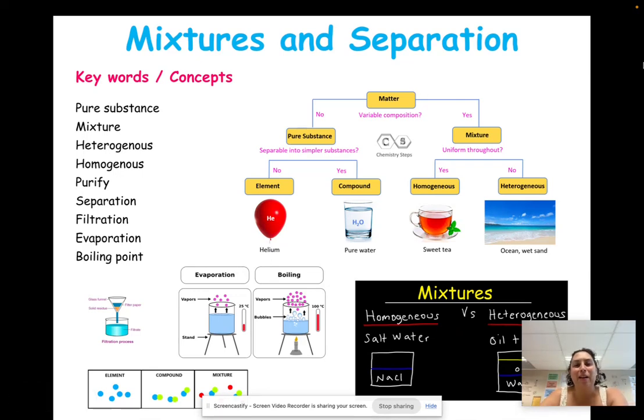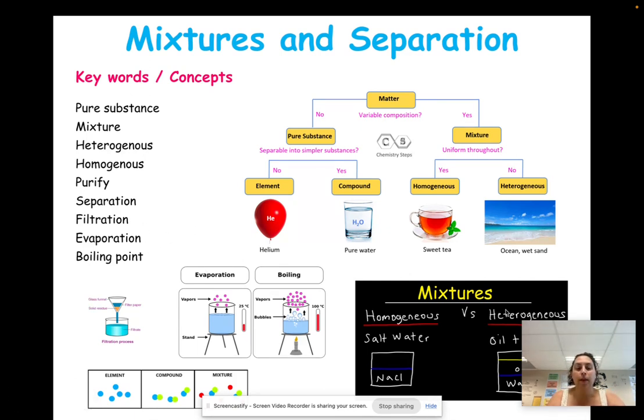Hello, so today we're going to look at mixtures and separation techniques. We're going to focus just on a couple of techniques, specifically filtration and evaporation. There's a couple of new words that you're going to want to pay attention to. The ones that we're going to use will be mixture, heterogeneous, homogeneous, and then pure substance to start with. Later on in class, we will talk about purification, separation, filtration, and evaporation, etc.